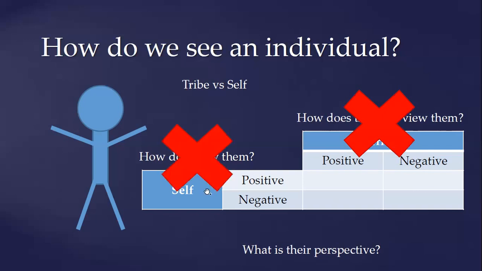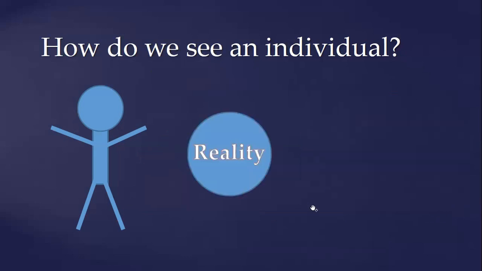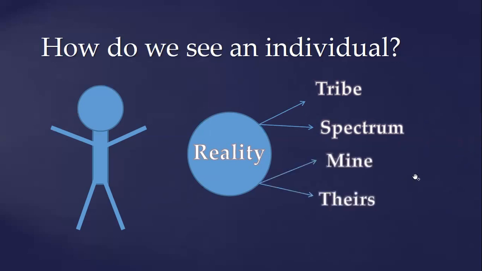Our perspective of this person is also false, and their perspective is also false. So what's reality? Who are they really? Reality is projected onto a few different perceptions. We already said reality is projected onto the tribe perception. Reality is projected onto a spectrum. We can see that the spectrum is detecting and measuring reality. And then there's our perspective of this individual, and then there's their perspective of themselves. So we spoke about all that.